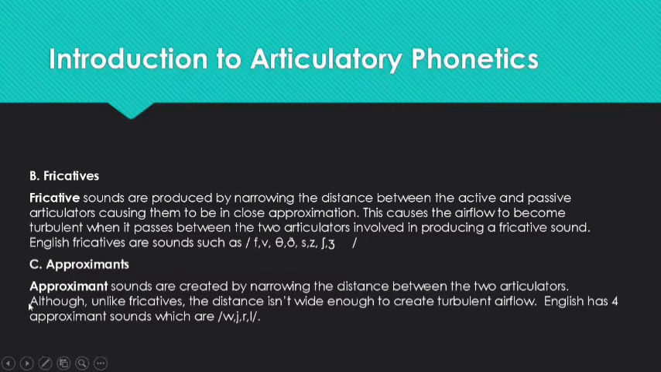C. Approximants. Approximant sounds are created by narrowing the distance between the two articulators. Although, unlike fricatives, the distance isn't narrow enough to create turbulent airflow. English has approximant sounds which are j, w, r, l.